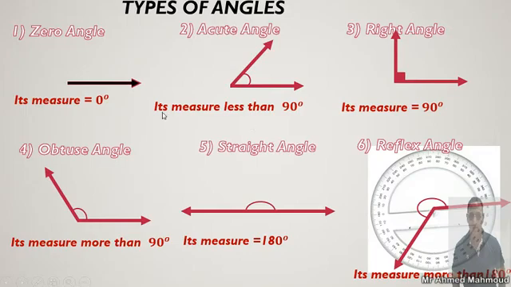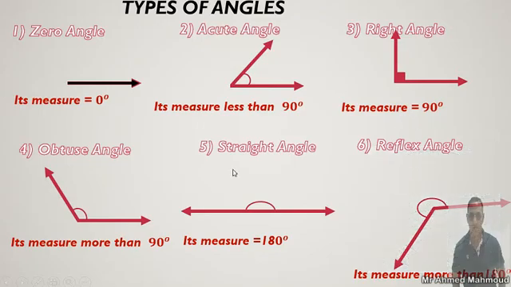Then the zero angle, its measure is 0. The acute angle is less than 90. The right angle equals 90 exactly. The obtuse angle is more than 90. The straight angle is exactly 180. And the reflex angle, as we see, is an angle more than 180. It's called the reflex angle.